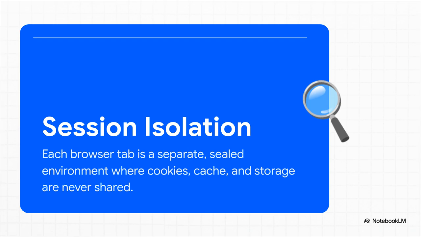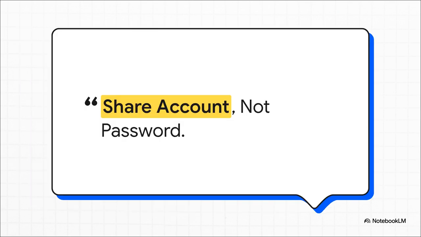Your normal browser is like one big, messy filing cabinet where all your documents get mixed up and start to stick to each other. A cloud-native browser gives you a separate, locked filing cabinet for every single tab. Nothing ever leaks between them. This simple phrase right here represents a huge shift in how teams can collaborate.